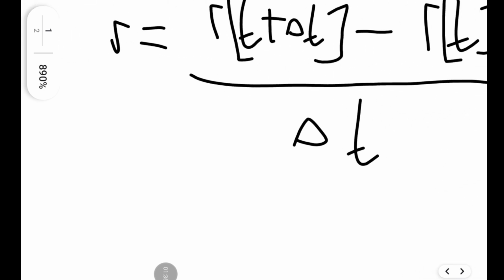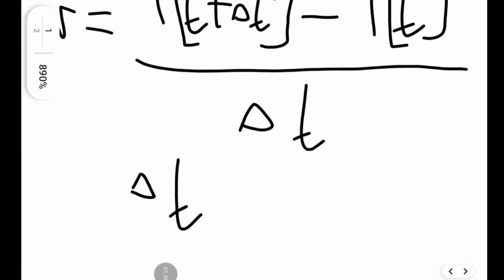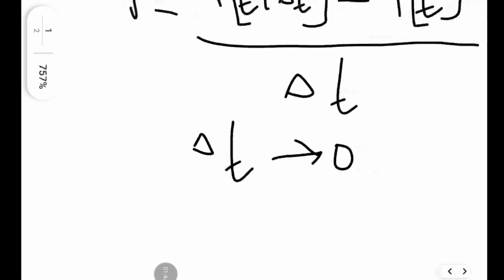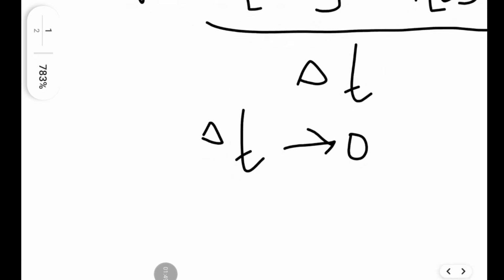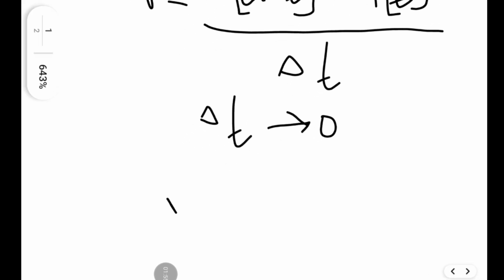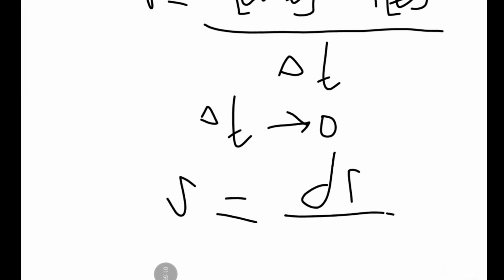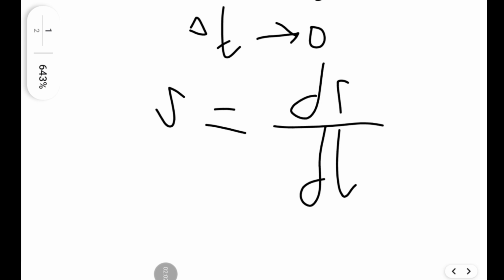If we look at that again, we know as change in time approaches zero as a limit, this is just the derivation of the fundamental theorem of calculus. We know that that's a derivative. Therefore we know that's going to become dr by dt.